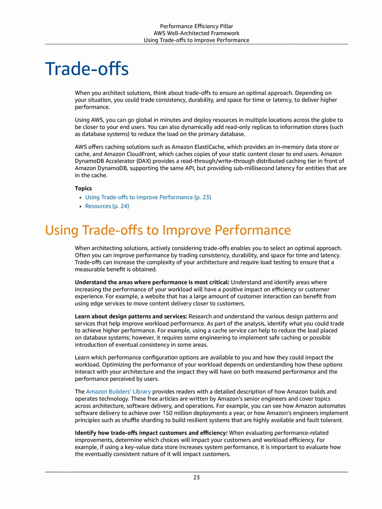Trade-offs. When you architect solutions, think about trade-offs to ensure an optimal approach. Depending on your situation, you could trade consistency, durability, and space for time or latency to deliver higher performance. Using AWS, you can go global in minutes and deploy resources in multiple locations across the globe to be closer to your end users. You can also dynamically add read-only replicas to information stores, such as database systems, to reduce the load on the primary database.